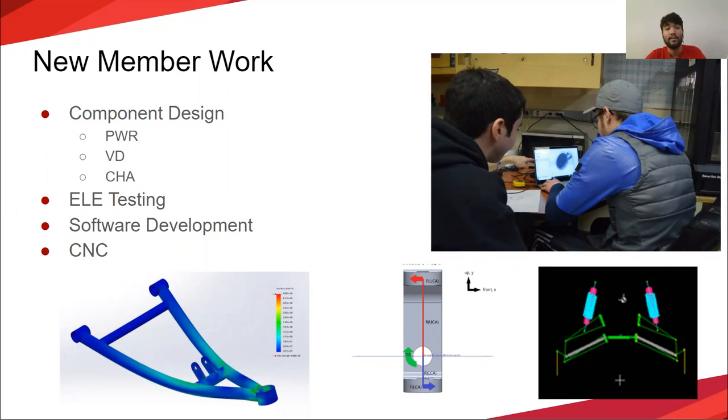For vehicle dynamics, you can work on selecting new shocks and determining the correct positioning of them for desired handling characteristics. For chassis, you can analyze the firewall to determine which members can be modified to make it more compact. For electrical, you can design circuits for testing, utilizing potentiometers and strain gauges to gather suspension data. For software, you can develop a program to optimize suspension, as Dan said. And finally, for CNC, you can work with Red to learn how to program the CNC and plan toolpaths.